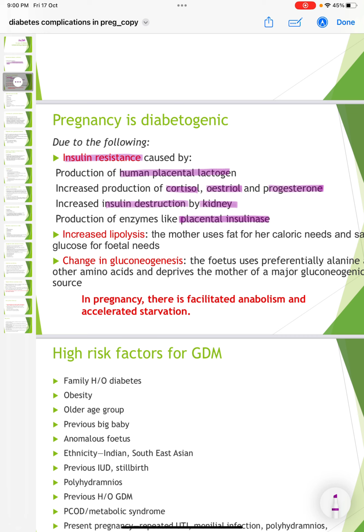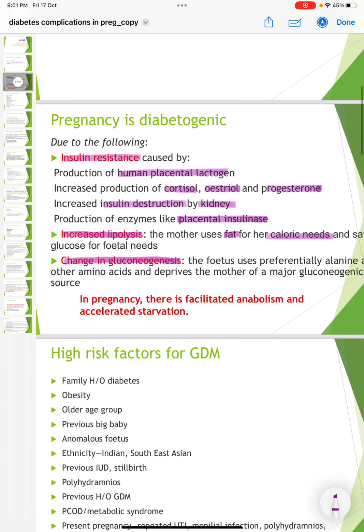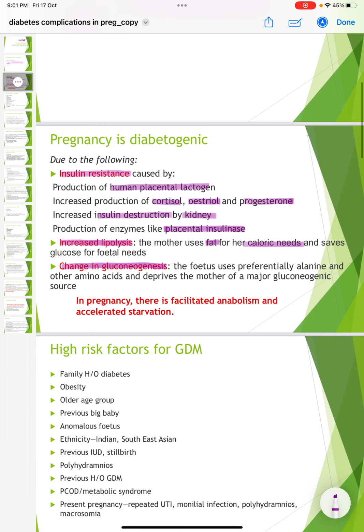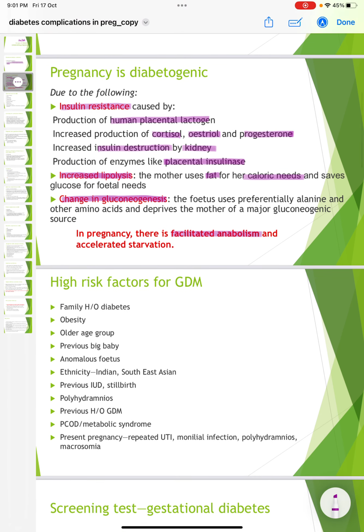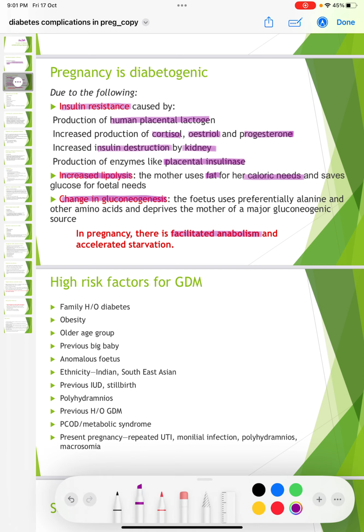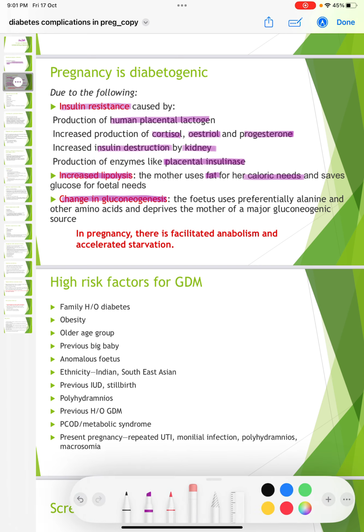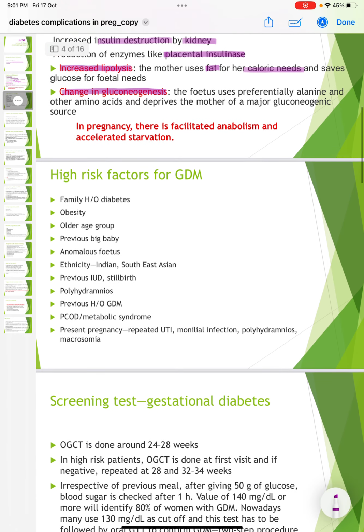So when there is insulin resistance, there occurs increased lipolysis. The mother uses fat for her calorie needs and gives glucose for the fetus. There is change in gluconeogenesis. The fetus uses preferentially alanine and other amino acids and deprives the mother of major glucogenic source. So in pregnancy there is facilitated anabolism and accelerated starvation. This is important. In pregnancy there is facilitated anabolism and accelerated starvation.